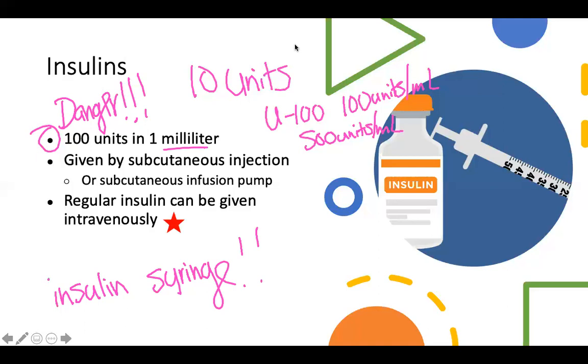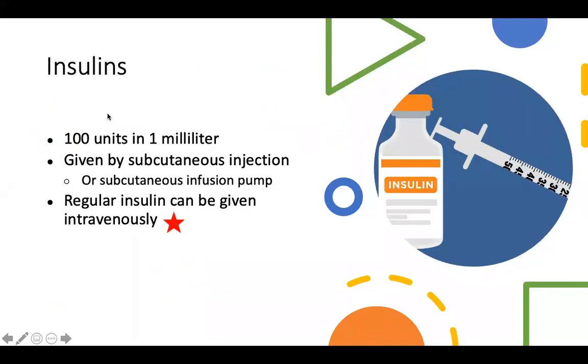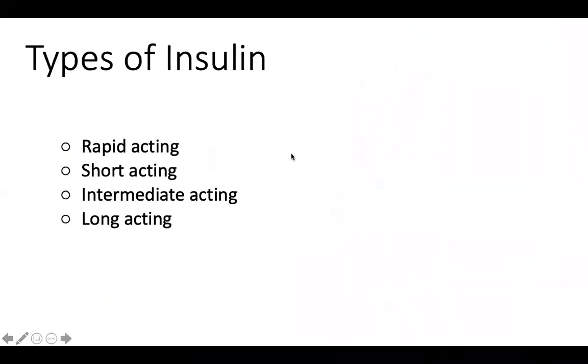The only insulin we can give IV is something called regular insulin. So I'm going to take you through rapid acting insulin, short acting insulin, intermediate, and long acting insulin. So 4 different types, and it's all based on how quickly they work, if you didn't gather that by their names.